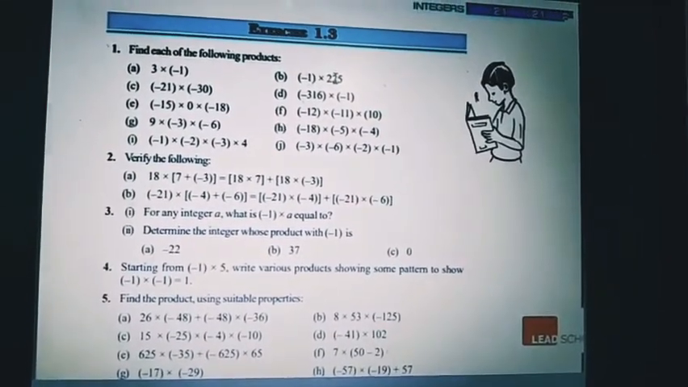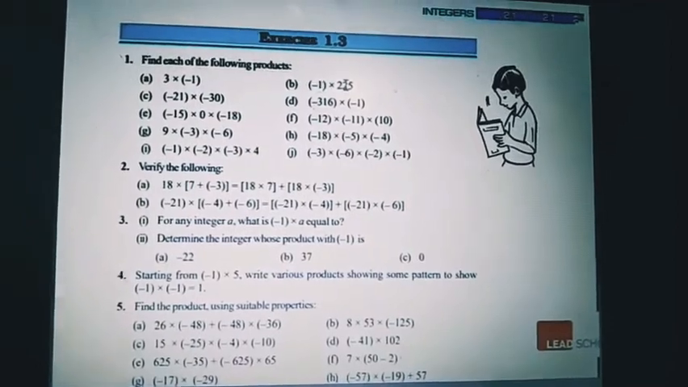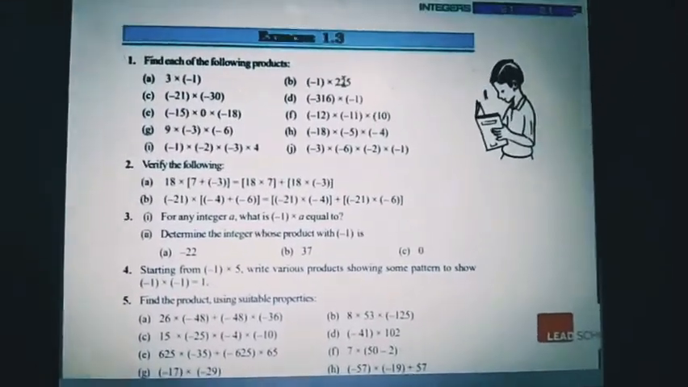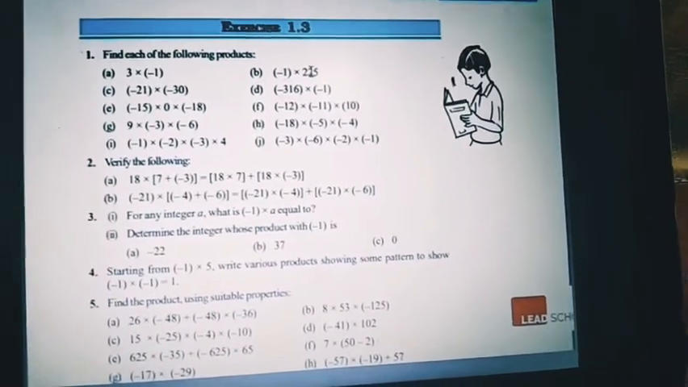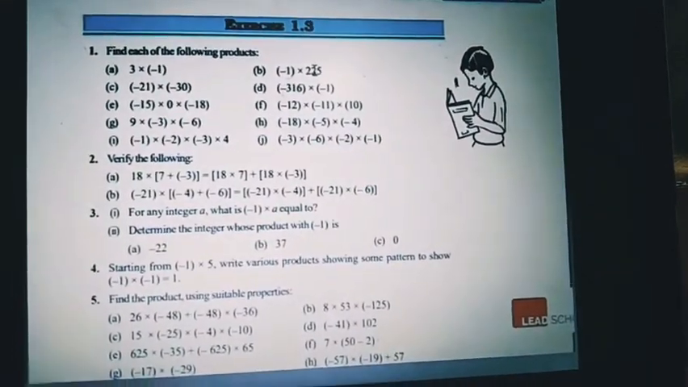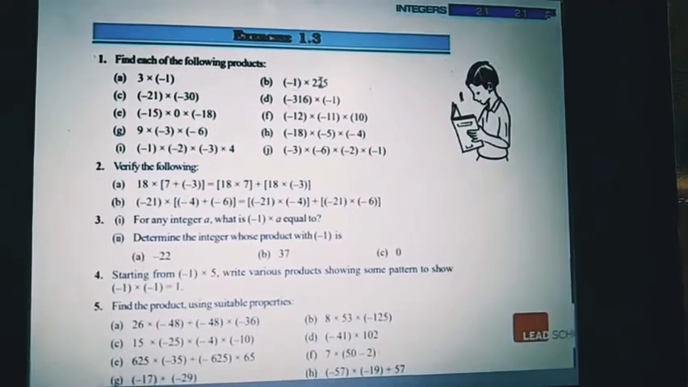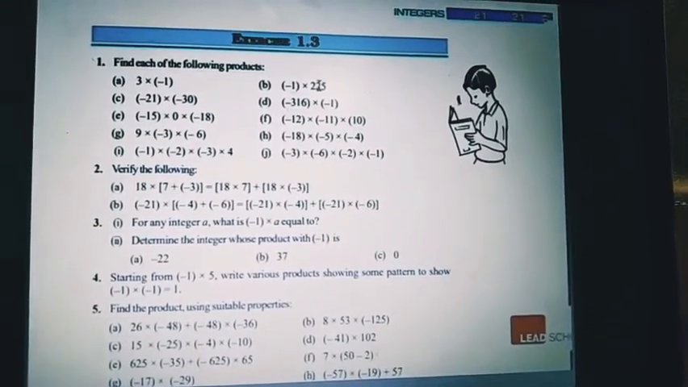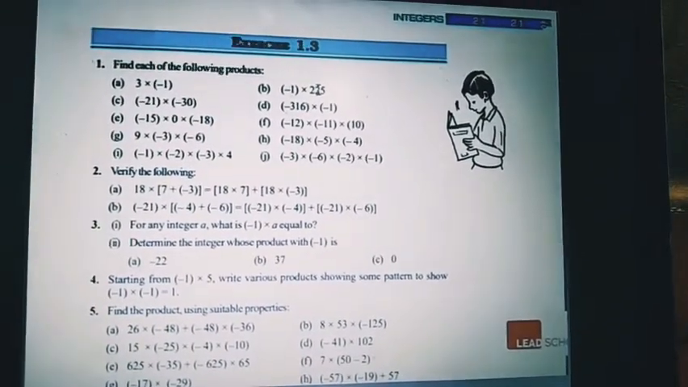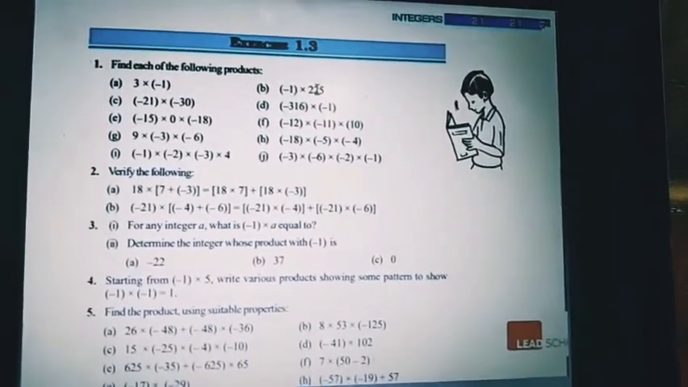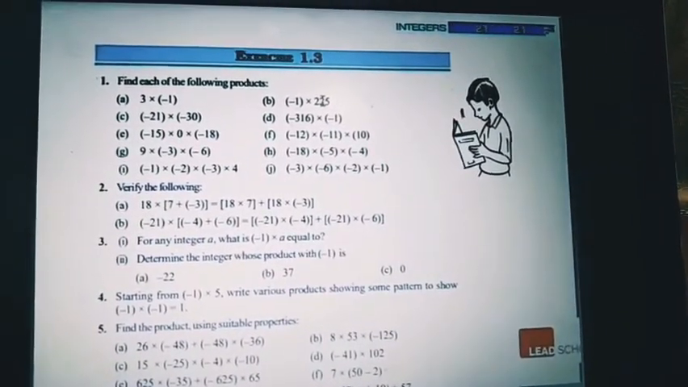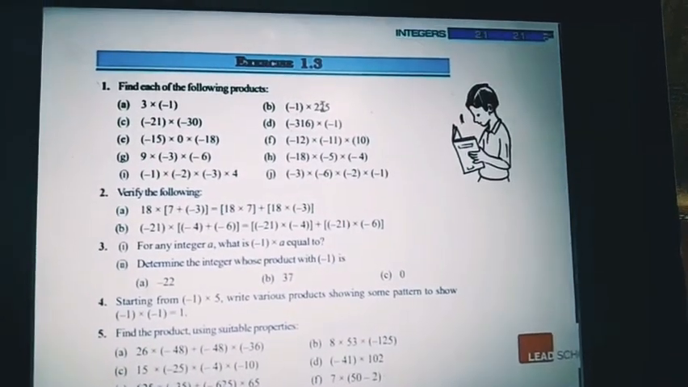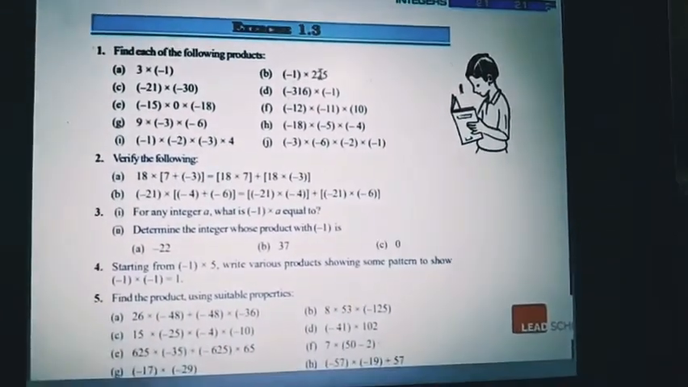See the second one, minus 1 into 225. It will again be minus 225. See the third one, it is minus and minus, so the answer will be a positive 1. Fourth one, minus into minus, again it will be a positive answer, plus 316 and so on. Please write the other questions and do them in your classwork.